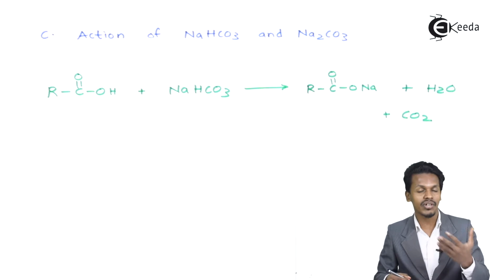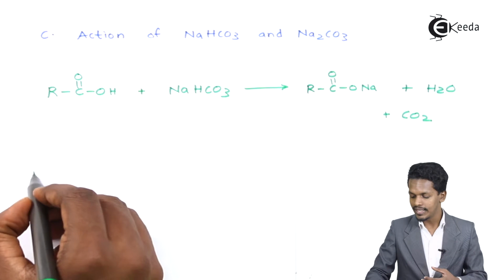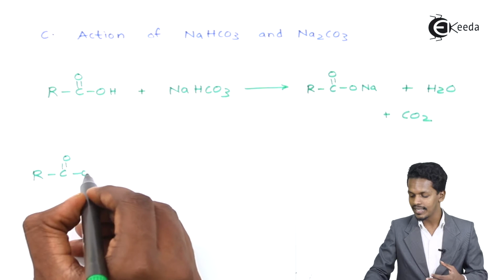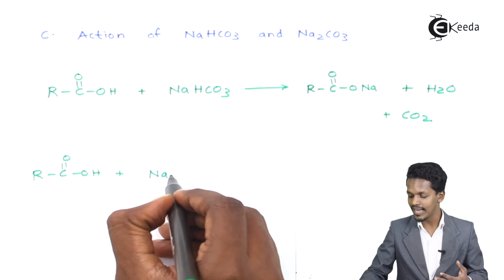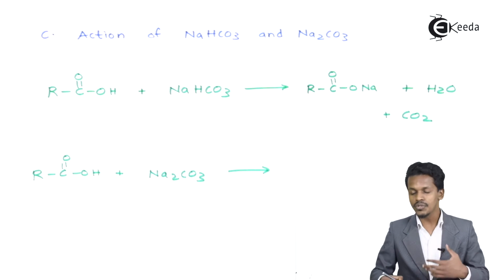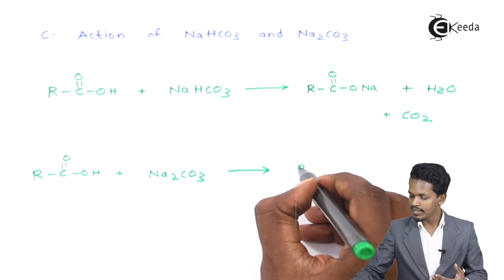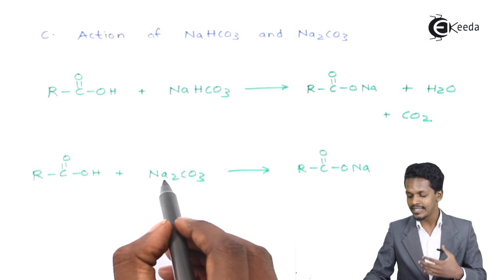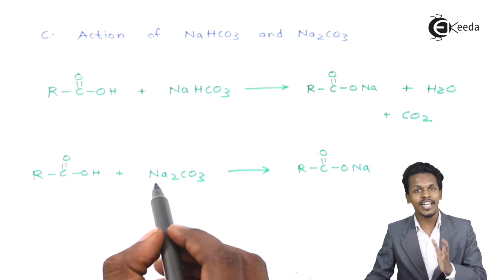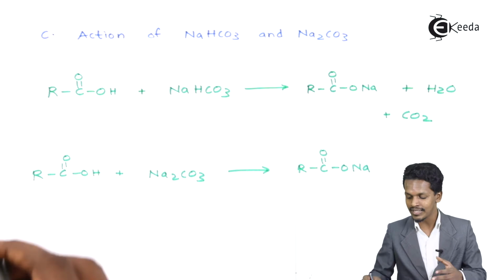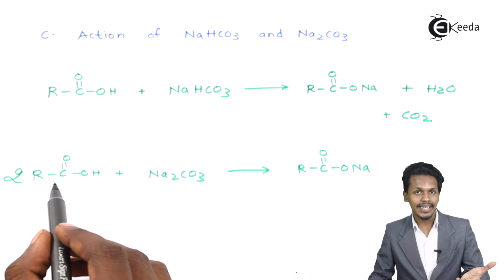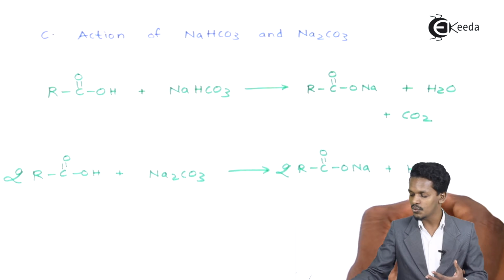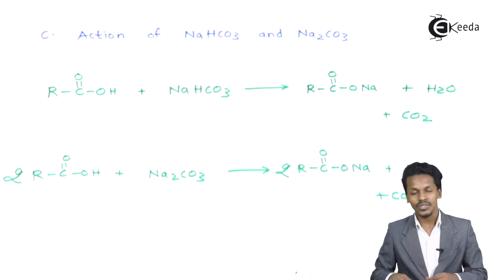Now let us understand what happens if the carboxylic acid is treated with sodium carbonate, that is Na2CO3. In this reaction also the product will be the same, that is we could get RC double bond ONa. But here we have used 2 atoms of sodium that are present in Na2CO3, or we could call it sodium carbonate. That's the reason we have to use 2 moles of carboxylic acid, and we could get 2 moles of the sodium salt of carboxylic acid along with H2O and carbon dioxide. So this was just the general reaction.